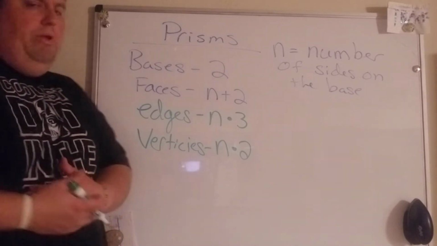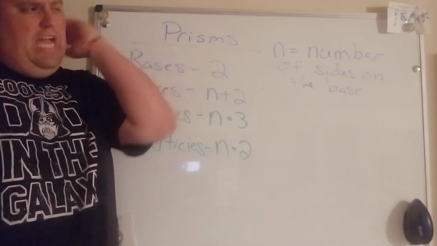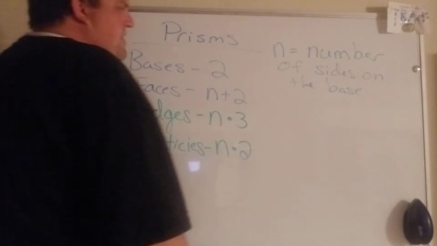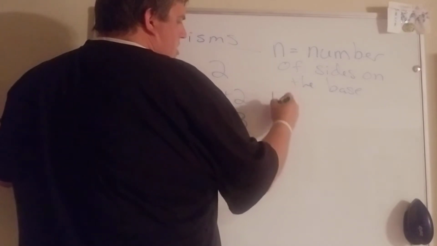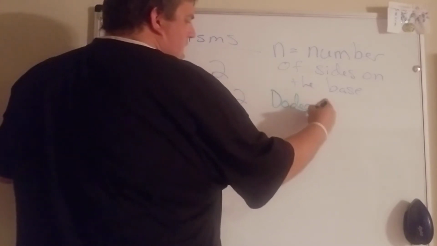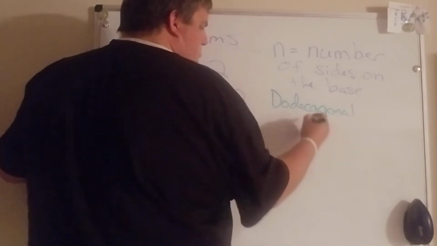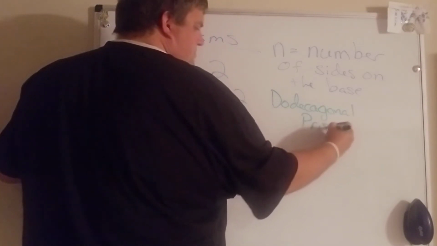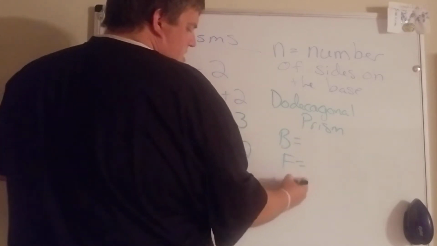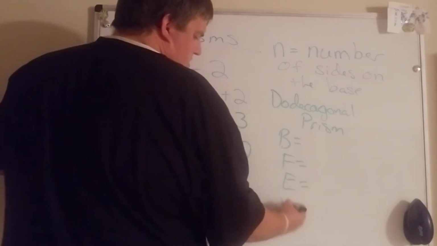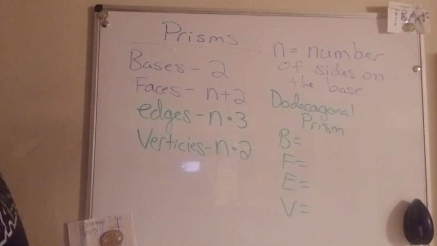So, what this is nice for, obviously if they give you a picture, it's not so bad. You can kind of count these things. But if they give you something that you don't know what it looks like, maybe they say a dodecagonal prism, and they want to know how many bases, faces, edges, vertices it has, well, we can just use this rule.